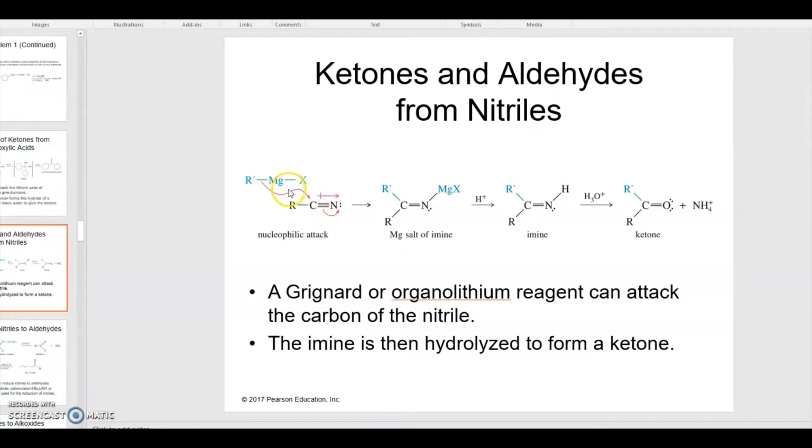When you add Grignard reagent to the solution, Grignard reagent will attack the electrophilic carbon. And when the attack is made, you get what is known as magnesium salt of imine. Imines are compounds like shown in here, organic compounds where carbon and nitrogen are doubly bonded. When the salt of imine is formed, you can add acid to change the salt to imine. But if you want to change the imine to ketone, then you need to acid hydrolyze the imine.